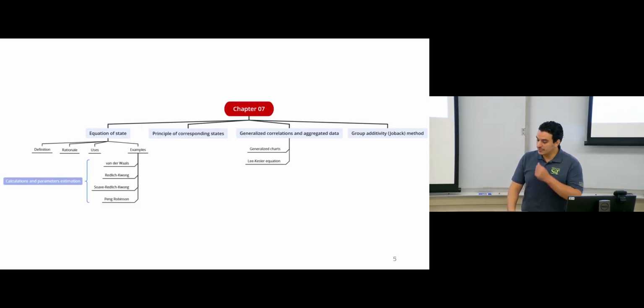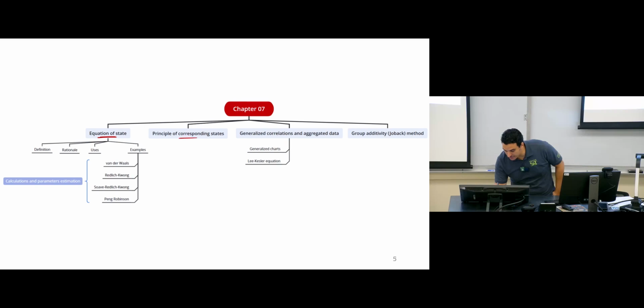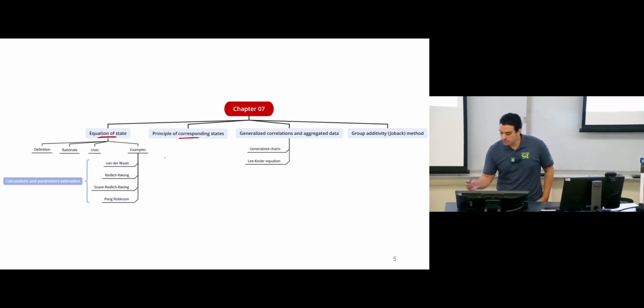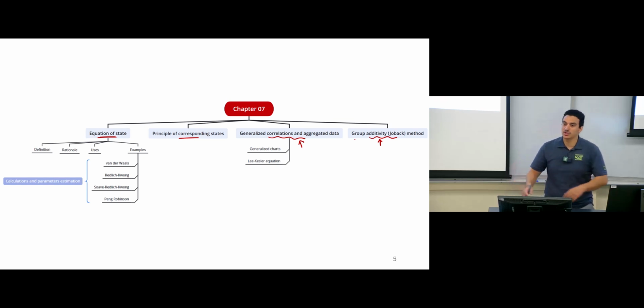So generally in chapter 7 we are supposed to have 4 points to cover. We're supposed to have equation of state and the principle of corresponding states. Also we have other points that we are supposed to cover: the generalized correlations, aggregated data, group additivity or Joback method. But these 2 we may not cover this semester because we spent more time on chapter 2.